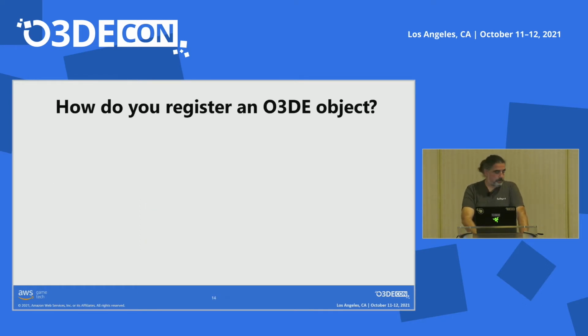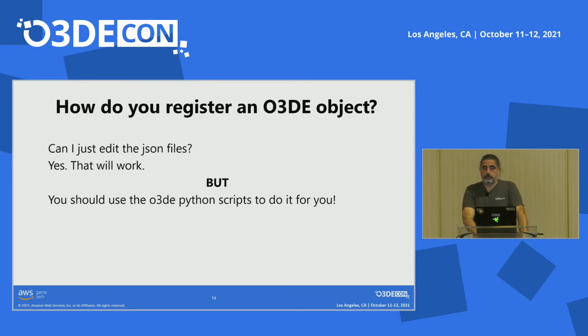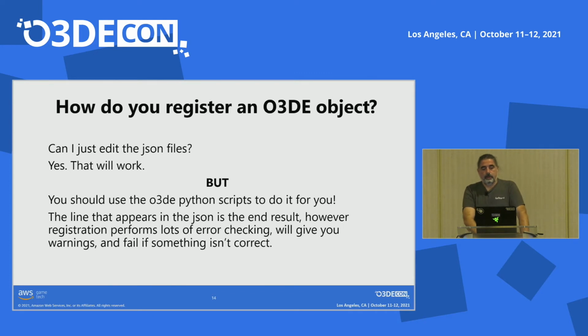All right, so how do you register one of these objects? How does it get into these files? Can you edit just the files? Yes, you can. That will absolutely work. The JSONs are just the end result of the calls. However, we highly suggest that you use the scripts. The scripts that add these objects to these lists have a whole bunch of error checking and automation built in there to make things much easier for you. As I said, the lines are just the end result of these commands.